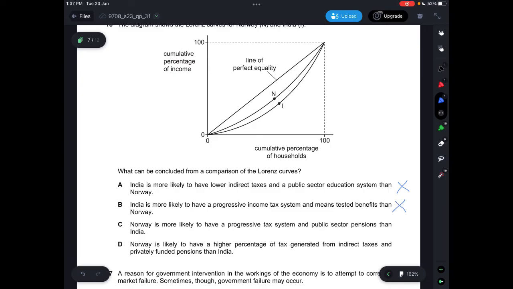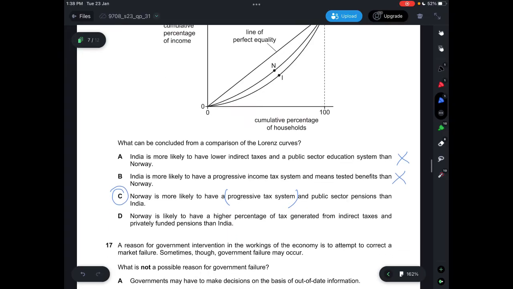C says Norway is more likely to have a progressive tax system and public sector pensions than India, which is correct because a progressive tax system means people who are more well off will pay more taxes. Public sector pensions mean that people who have already retired will get an amount of money to live, so the standards of living would then be better. And D says Norway is likely to have a higher percentage of tax generated from indirect taxes, which is incorrect. Like what I mentioned, you can see here Norway is more equal than India. So the higher percentage of tax should be generated from direct taxes and publicly funded pensions. So it has to be C instead of all the other answers above.